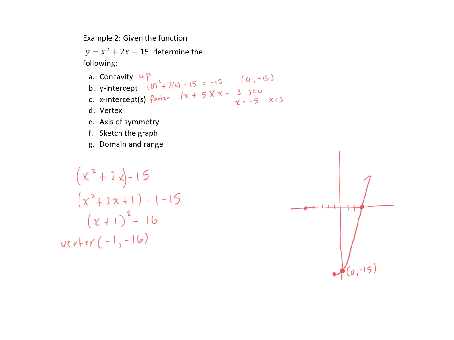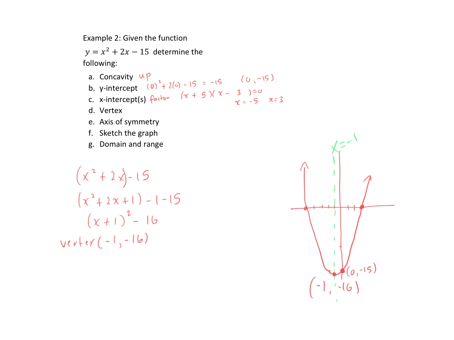So my graph is going to come up here. Come up here. This is my vertex at 0, negative 16. Sorry, negative 1. And my axis of symmetry goes through the vertex at negative 1. So that's my axis of symmetry.